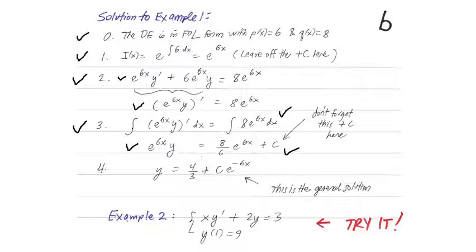Then in the next step, step 4, we solve for y by dividing both sides by e to the 6x, or equivalently multiplying by e to the negative 6x. That gives us our general solution in explicit form.